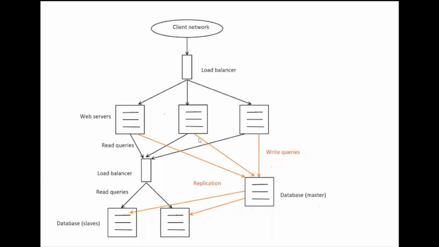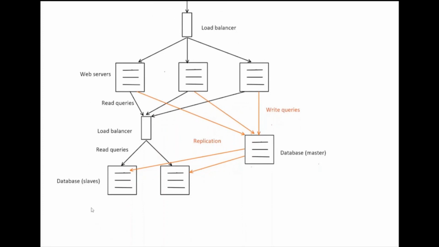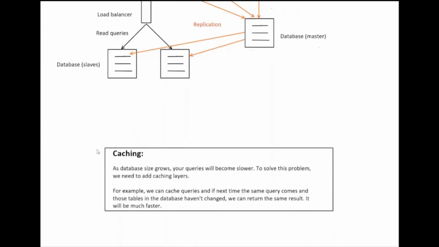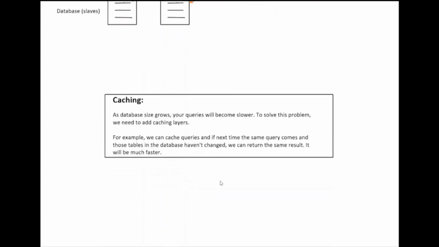Now, as our database size keeps on growing, as your application sees more and more growth, we will see a lot more data in your network and your queries are going to be slower with time. So how do we handle that issue? In that case, we will have to introduce caching layers. We can cache the data, for example, we can cache the query and its response. So let's say if next time the same query comes and data in the corresponding tables has not changed, we can return the same data and it will be much faster.